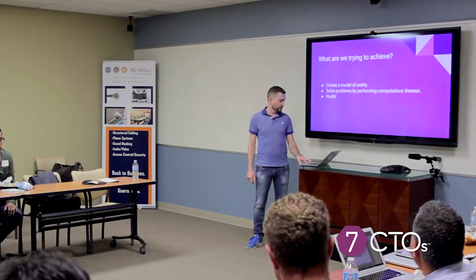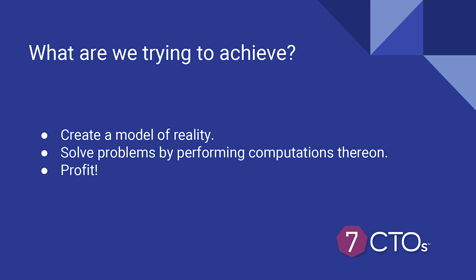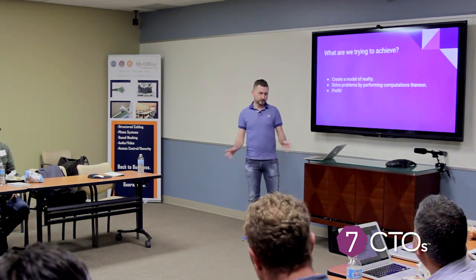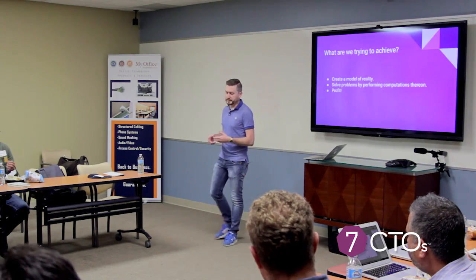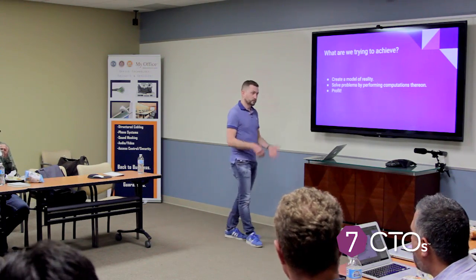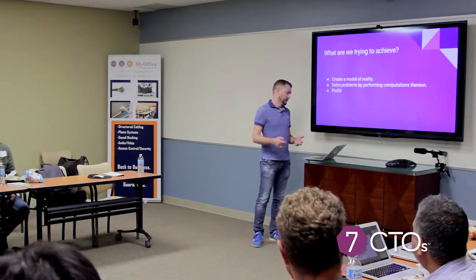So, what are we trying to achieve? We basically, in any of our systems, are looking to create a model of reality. In the case of my company, we work on warehousing software, so we're trying to model orders and items, and we're trying to perform certain computations and then create certain business decisions as a result of those things. This applies to all of our software for every single one of us. That's really the nature of the problem we're trying to solve in one way or another. Model reality, perform computations, and hopefully profit.